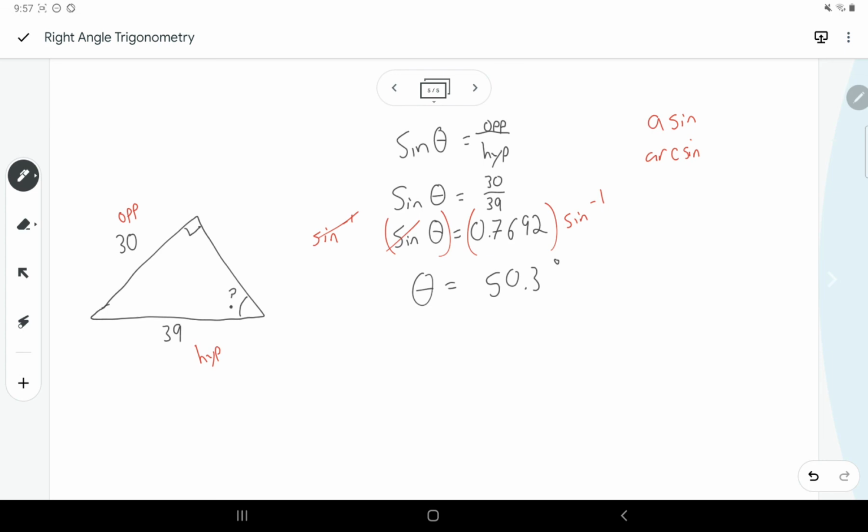Okay, so we've looked at how to find both sides in the sine ratio and how to find the angle. So that should cover every sine question that you could possibly come up with. And you should be able to solve any triangle that has both the opposite and the hypotenuse in it, as long as it has a right angle.